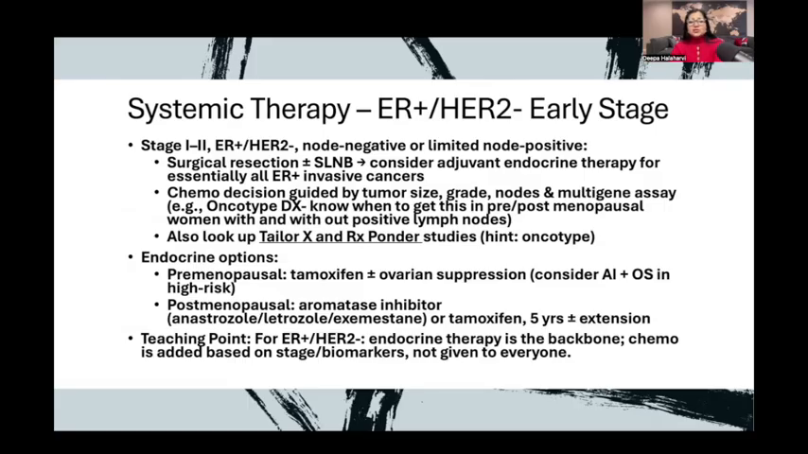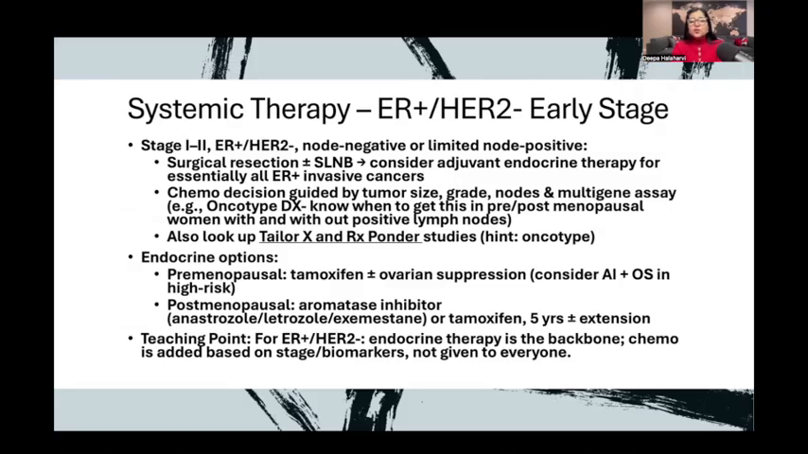For early stage cancer, node negative, hormone receptor positive, or limited node positive, typically we go to surgery first. Whether it's lumpectomy, mastectomy, they need sentinel node, they need endocrine therapy, pretty much for all ER positive tumors. The chemo decision really is guided by the size and the grade and the assay, whether it's Oncotype or MammaPrint. We don't usually get MammaPrint. That's another genomic assay that we don't do at Ohio Health, but other places do.